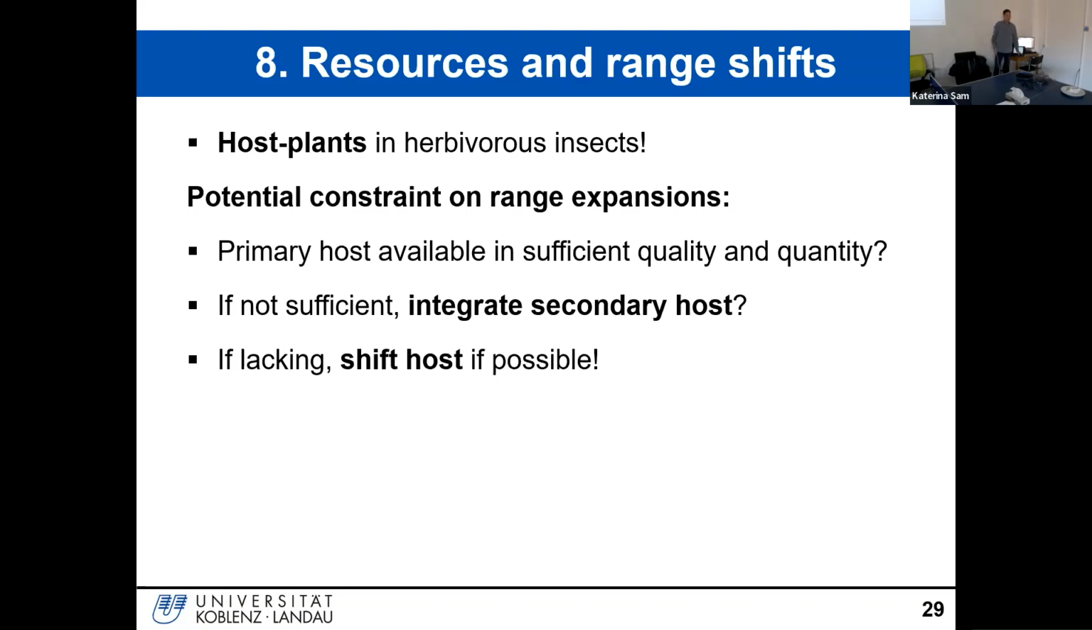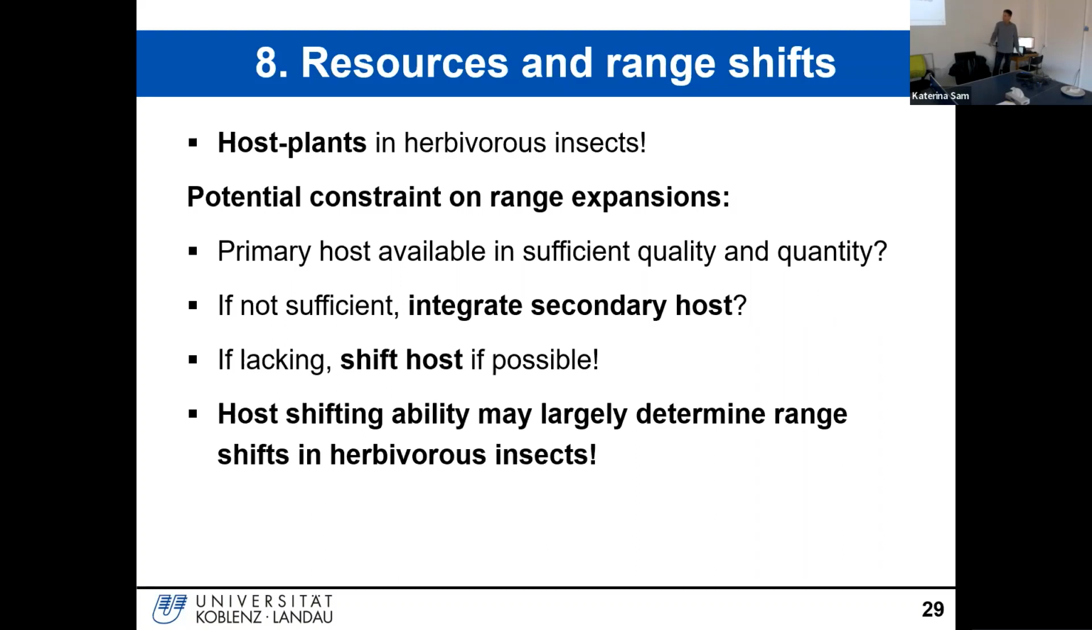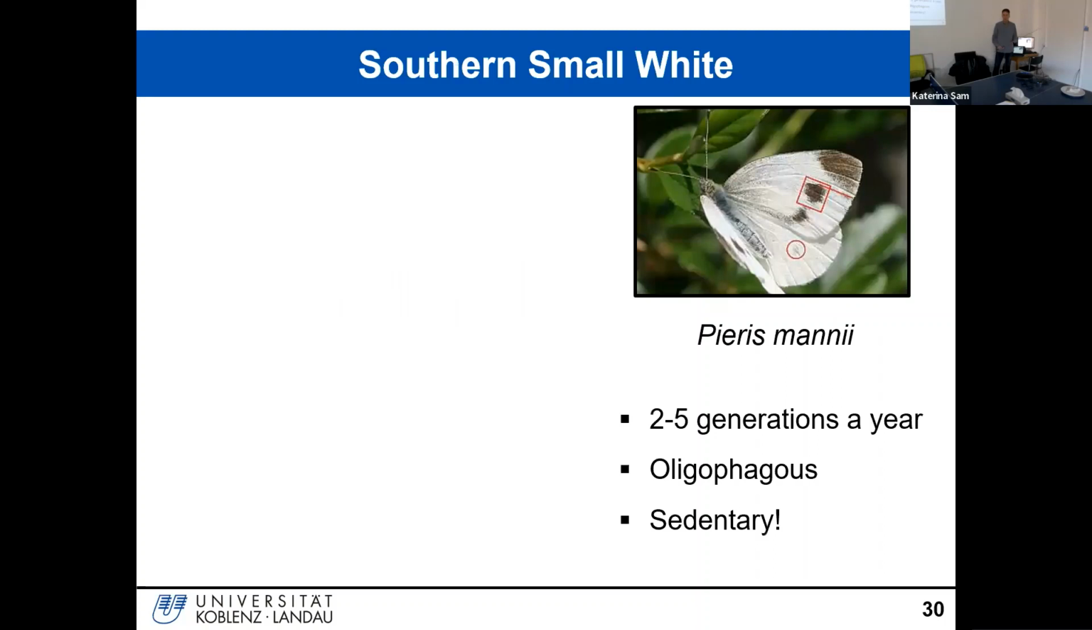And if this is also lacking, then the question is: is a host shift possible? And if not, you can't expand your range because there is no suitable host plant available. So host shifting ability may largely determine range shifts in herbivorous insects. I now have to leave my beloved copper butterflies.